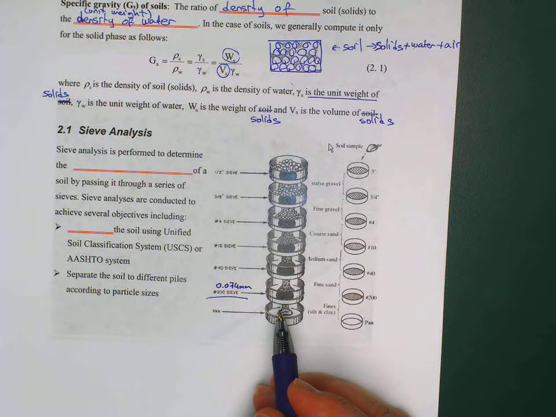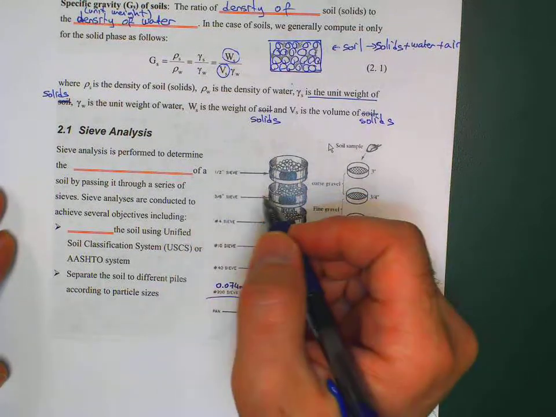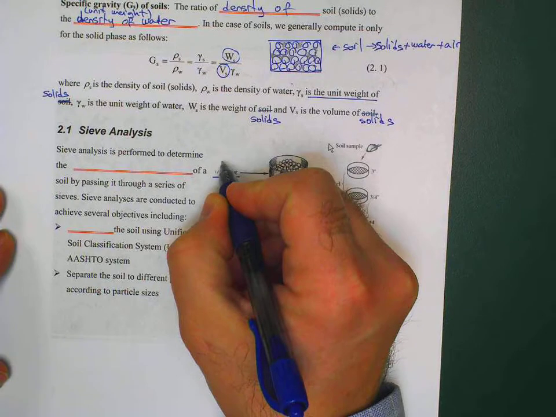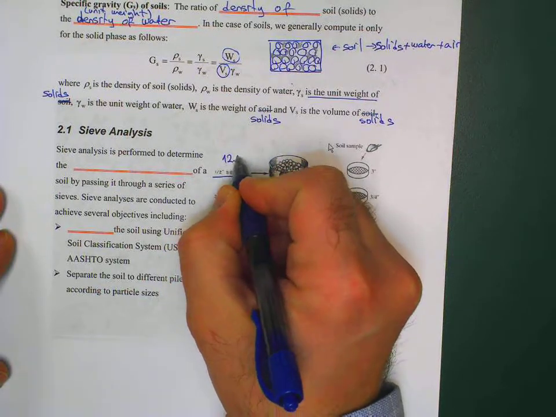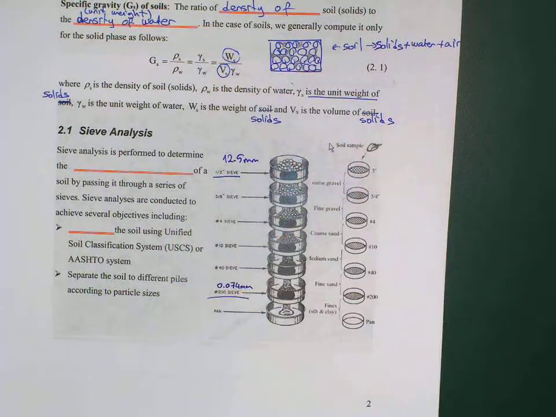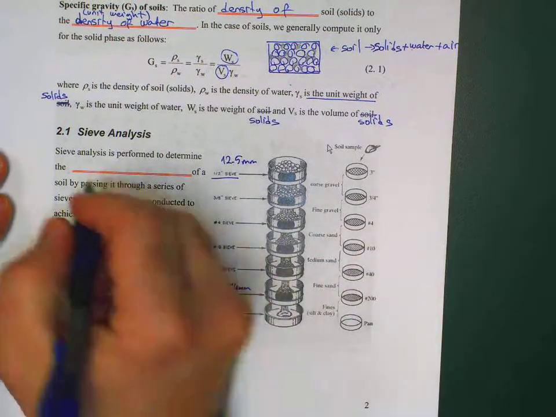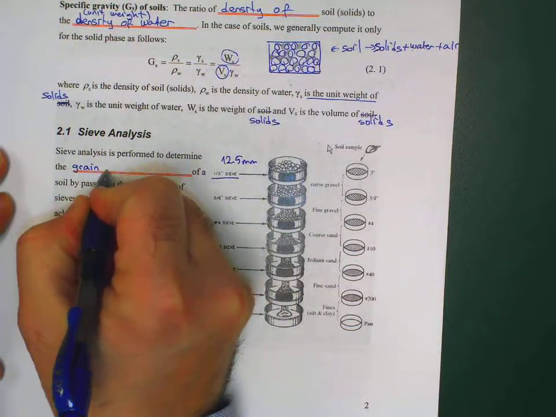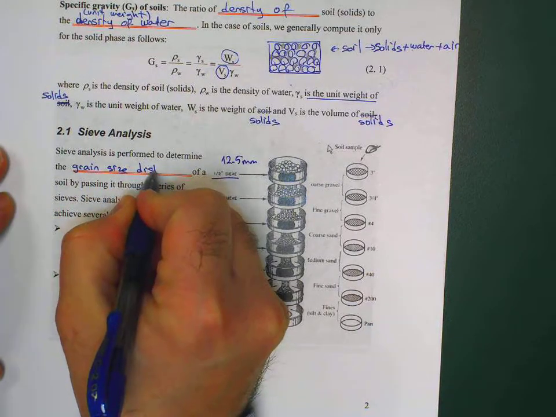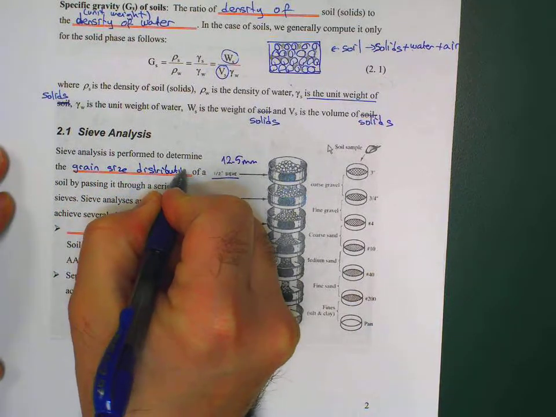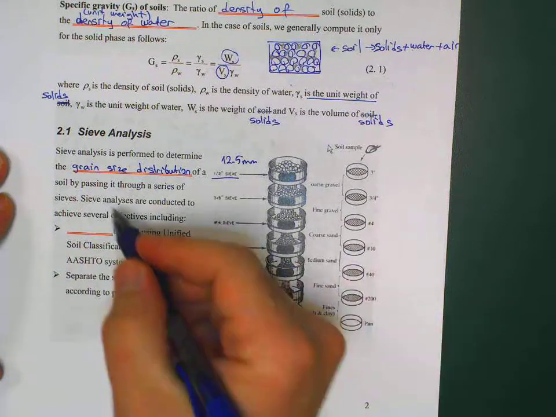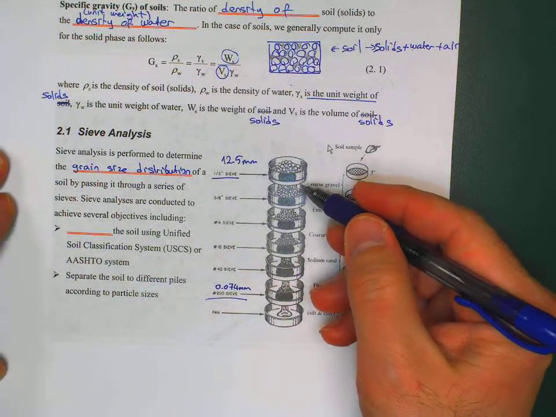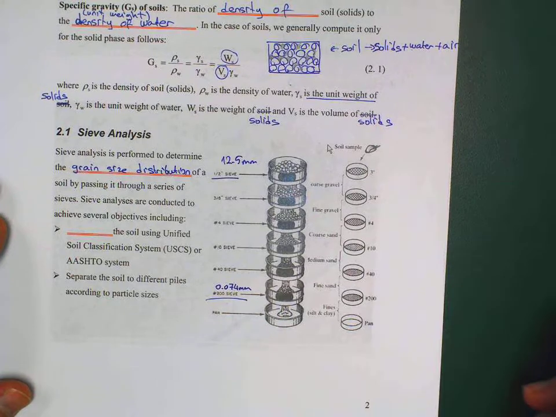It has 0.074 millimeters. One of the largest ones is the half inch sieve, which is 12.5 millimeters. So you have a very different range of sieves with different openings. When we run a sieve analysis, we run it to come up with the grain size distribution by passing it through a series of sieves and measuring the weight retained in each sieve.